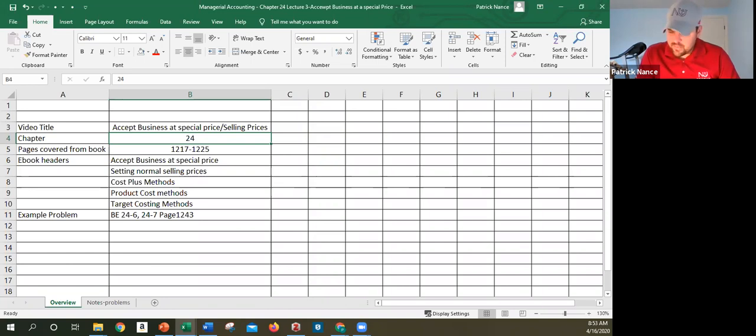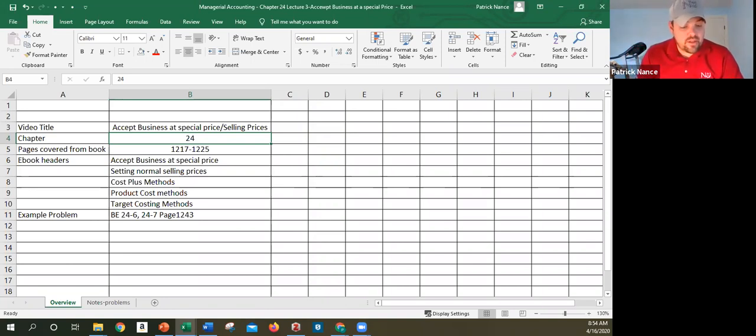So on the bottom of 1217, it says, to illustrate, assume B-Ball Incorporated manufactures basketballs as follows. Monthly product capacity is 12,500. They're currently selling 10,000 basketballs. The normal domestic selling price is $23 per basketball. Their variable cost is $12.50. Their fixed cost is $7.50. So the total manufacturing cost is $20 per basketball.